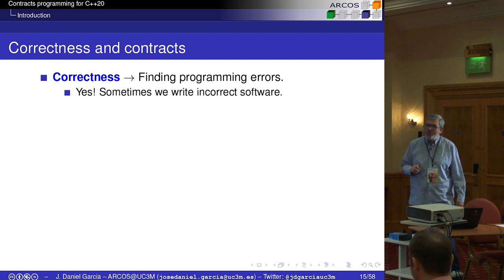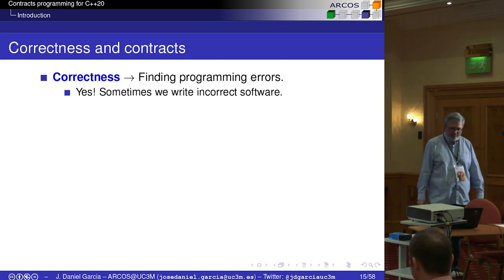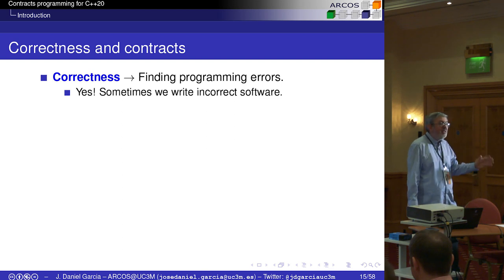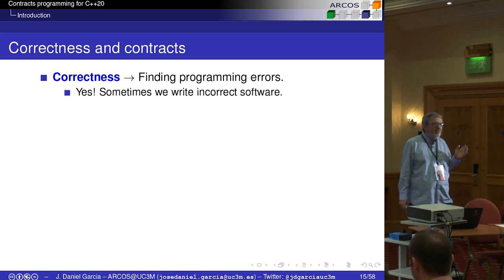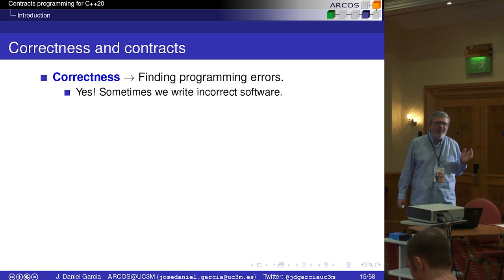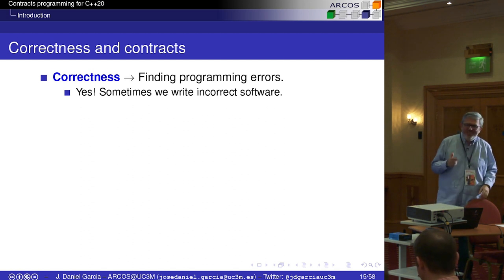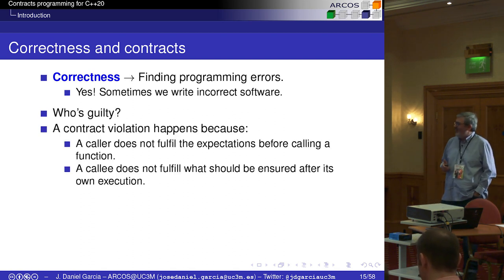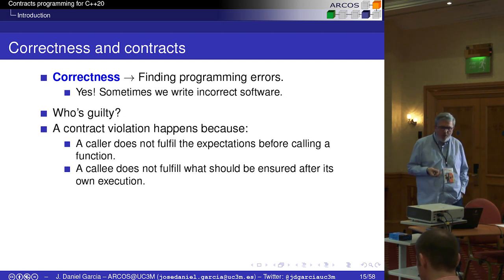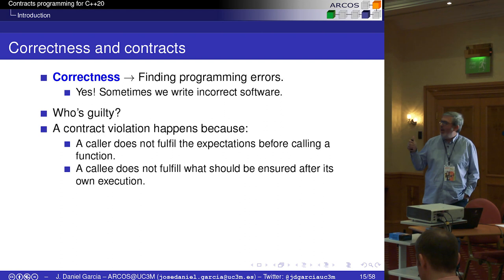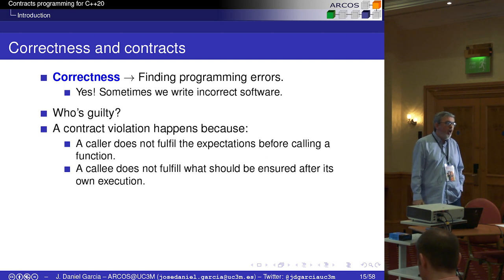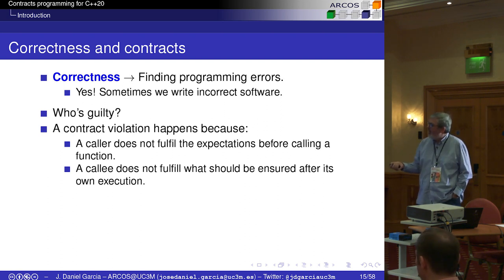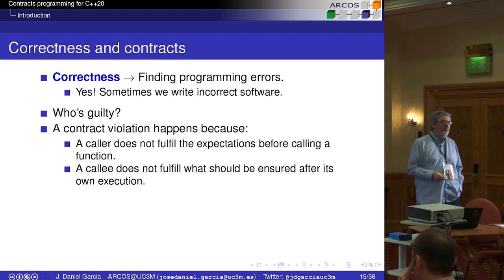Now, let's go to correctness, which is our real issue. Correctness is about finding programming errors. Yes, sometimes some of us make programming errors. Not every day, yeah? So who's guilty? Well, a contract is broken because, one, a caller does not fulfill the expectations before calling the function, or a callee does not fulfill what should be ensured after its own execution.